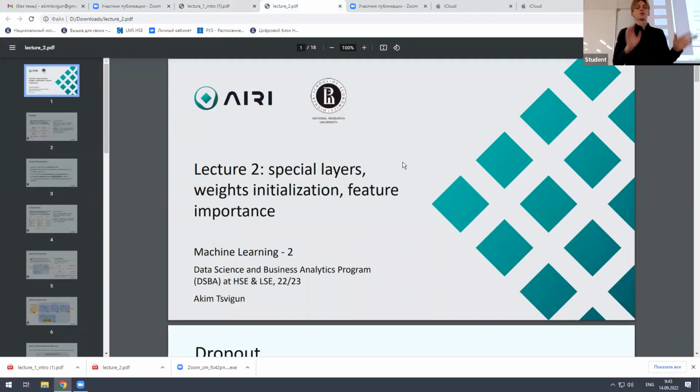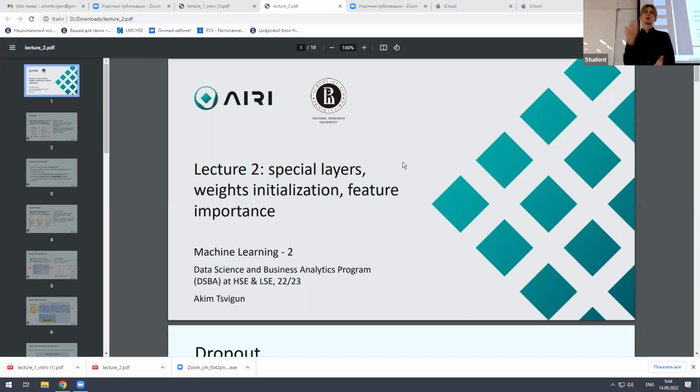So the topics for the lecture are as follows. First of all, we need to have an overview of so-called special layers, which are different from linear functions or activation functions. And we'll speak about the weight initialization and why this is important in neural networks. A disclaimer: when you do not initialize your network properly, it can simply not converge, and you will find the performance much worse than the simple linear regression. And the feature importance, we'll see a simple yet effective method for calculating the feature importances in neural networks.